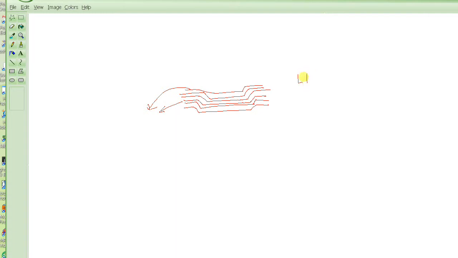And this is called last in, first out. LIFO is what it is referred to normally, in short. So last in, first out. The last plate that went in is the first plate that's going to come out.